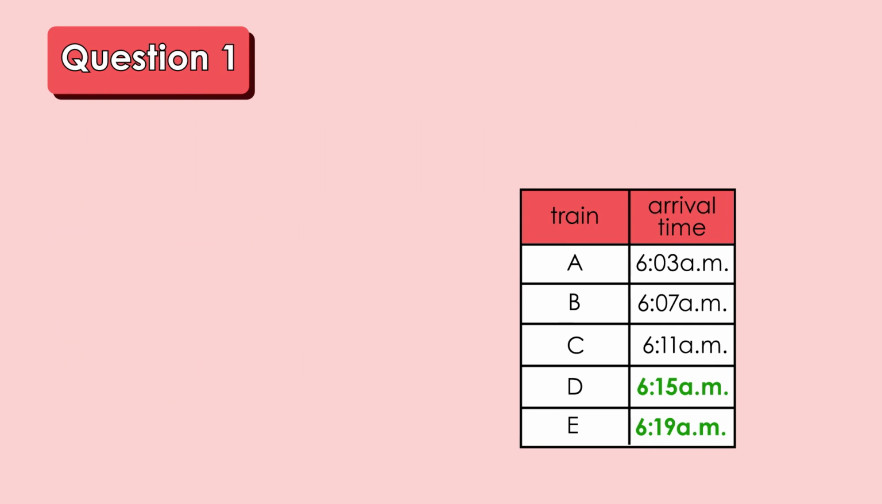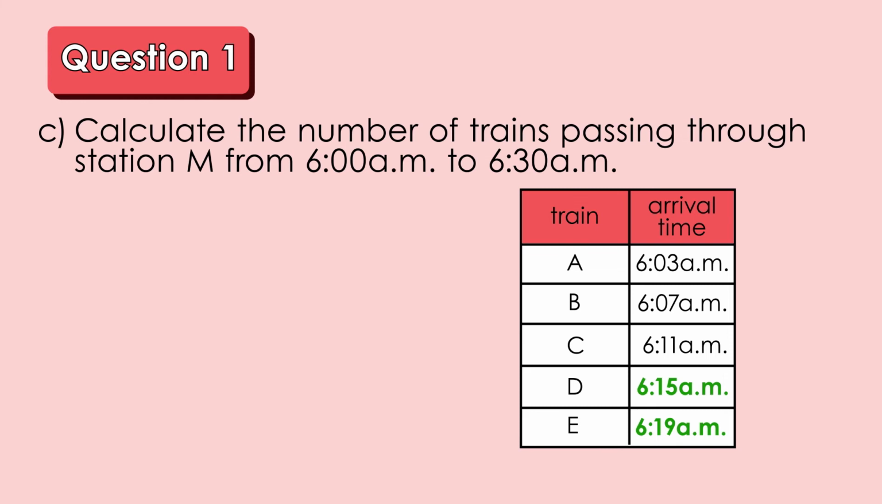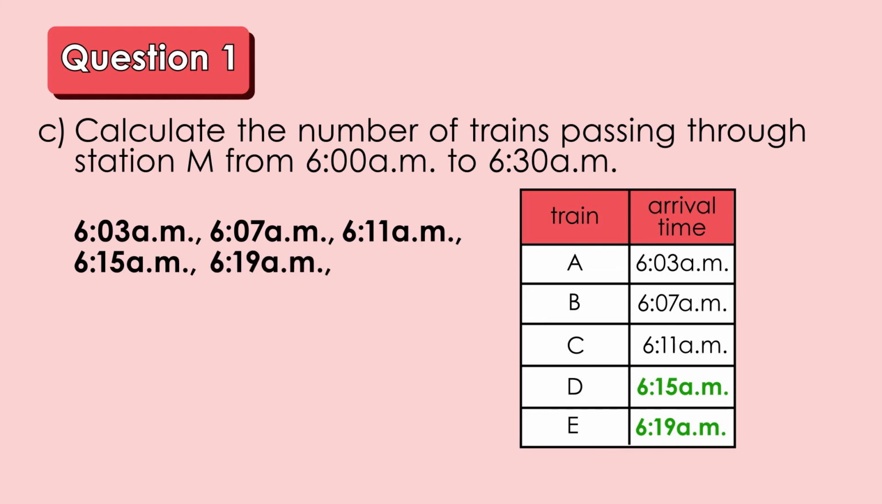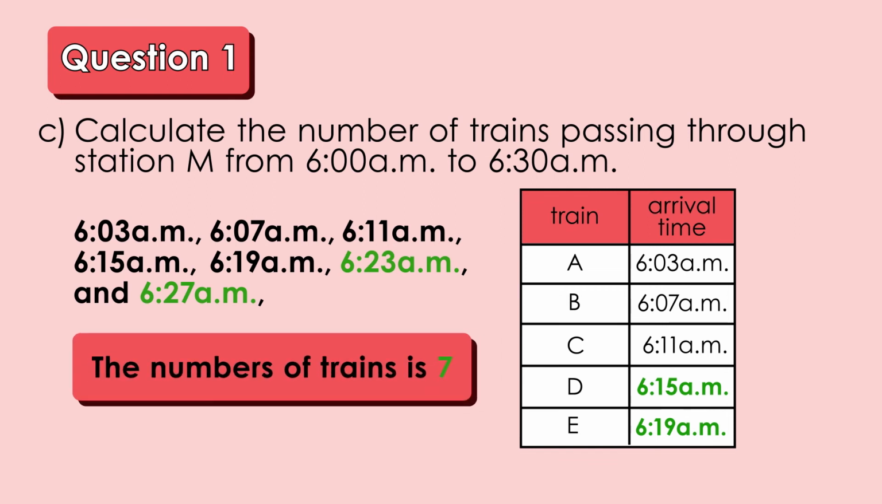Now, let us try question C. Calculate the number of trains passing through station M from 6 a.m. to 6:30 a.m. Boys and girls, let us list down the timing. Please take note that for every 4 minutes, there will be a train coming in. Therefore, the arrival times of the trains are 6:03 a.m., 6:07 a.m., 6:11 a.m., 6:15 a.m., 6:19 a.m., 6:23 a.m. and 6:27 a.m. Hence, the number of trains is 7.